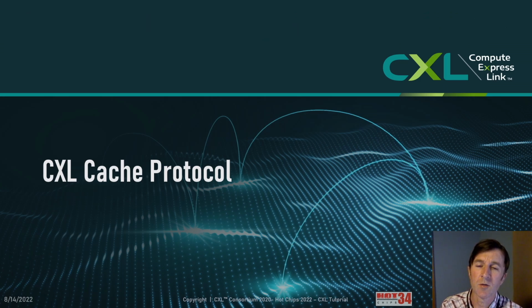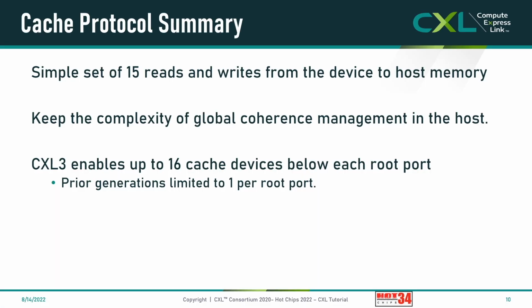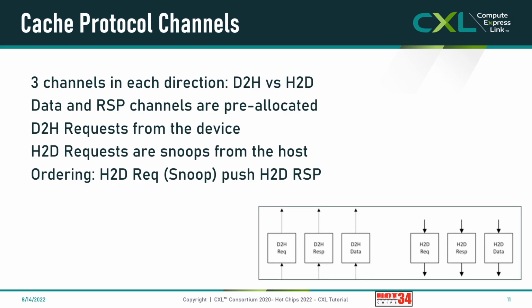Okay, next we're going to start doing the deep dive on the CXL.cache protocol. So the cache protocol has a simple set of 15 reads and writes from the device to host memory. We try to keep this complexity low for these access types, where we have the host manage all the global coherence, and the device just has to know about what cache state it wants, how it wants to commit the data, and deal with some snoops. CXL 3 now enables up to 16 cache devices below a root port, where prior generations we were limited to 1 for each root port. So this is a big expansion in terms of the scale that we can get with the cache protocol.